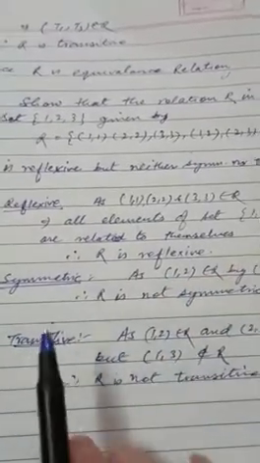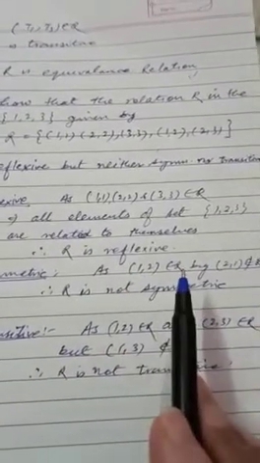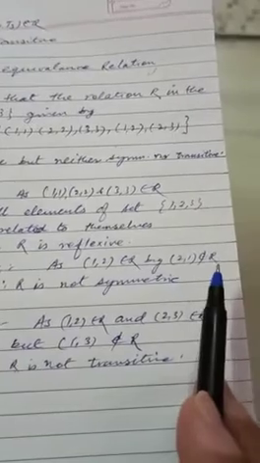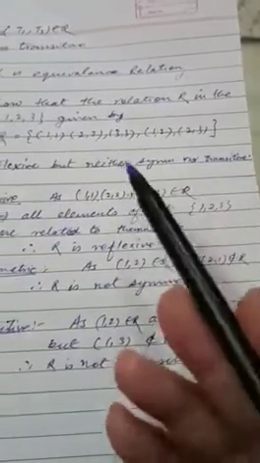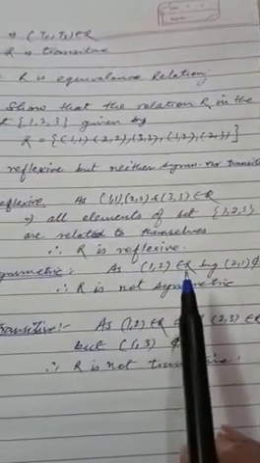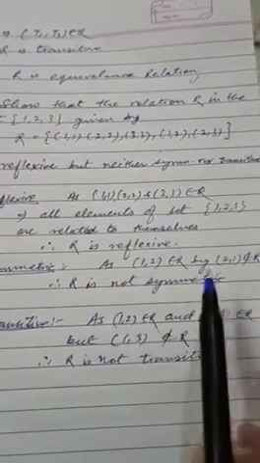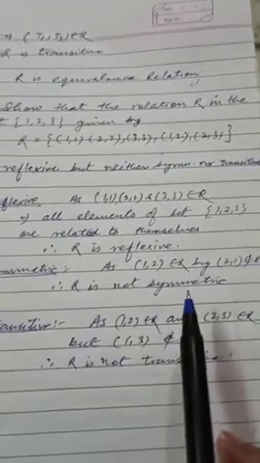सिमेट्रिक में (1,2) बिलोंग्स टू R बट (2,1) डज नॉट बिलोंग टू R. देखिए (1,2) इसमें है लेकिन (2,1) नहीं है, इसका मतलब ये सिमेट्रिक नहीं है. और नहीं है के लिए हमें एक एग्जाम्पल देना होगा जो कि नहीं है को प्रूव कर देगा.